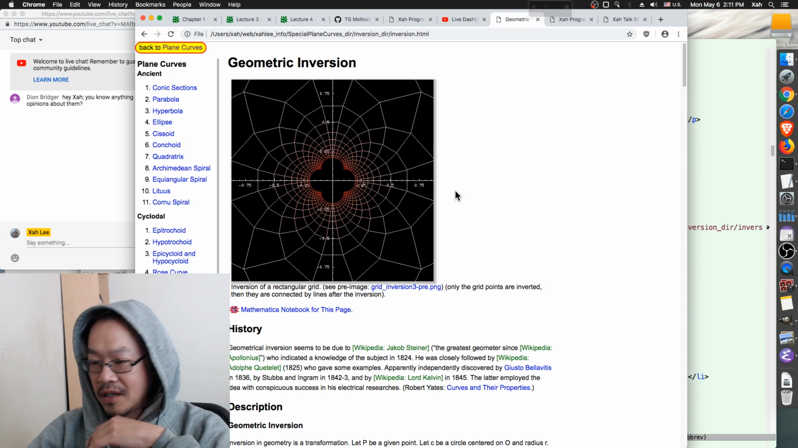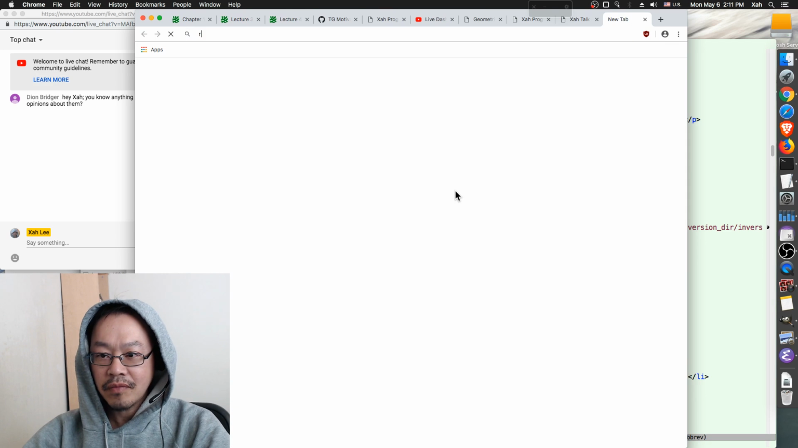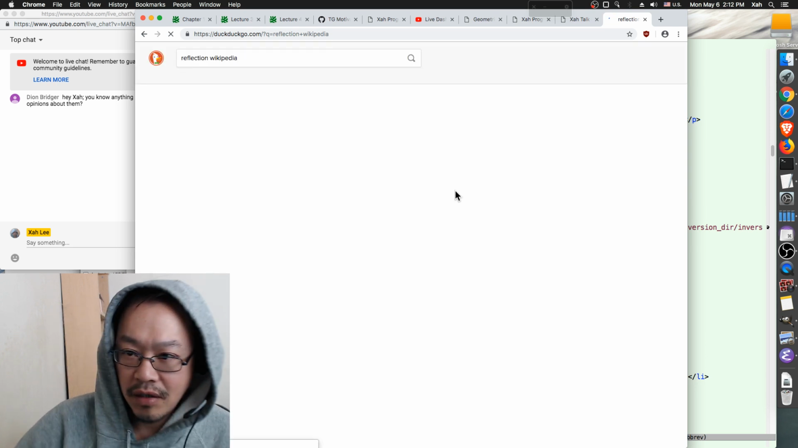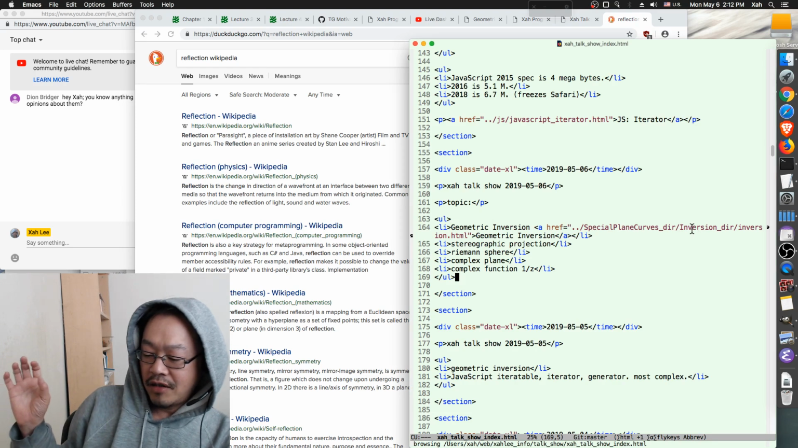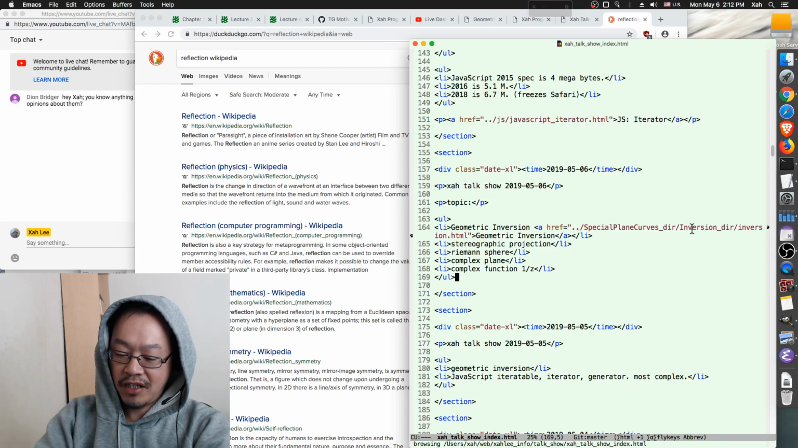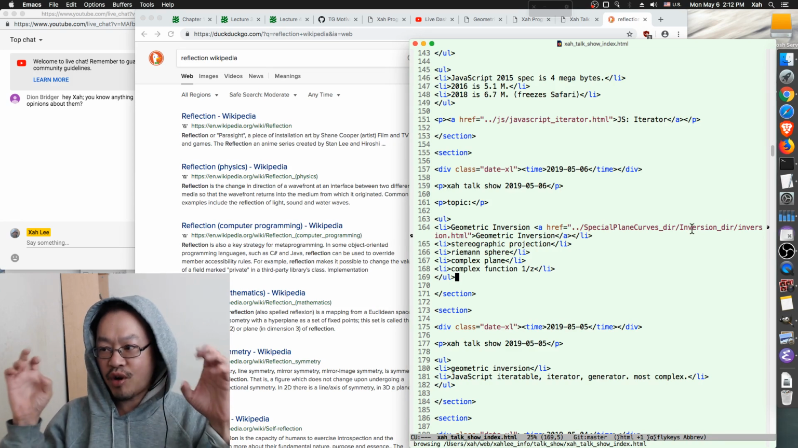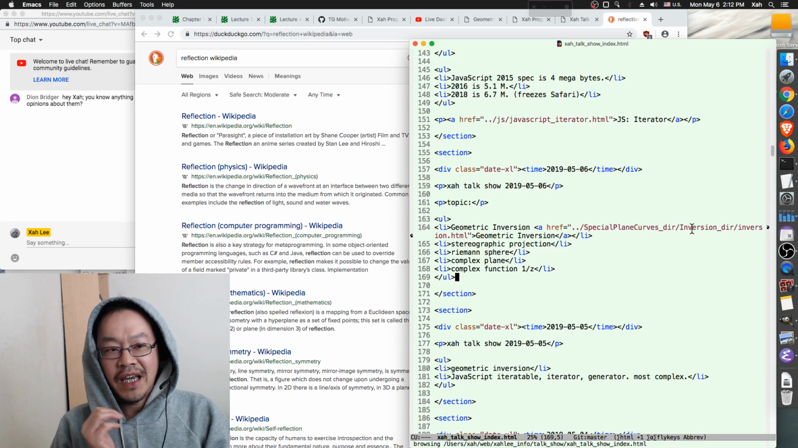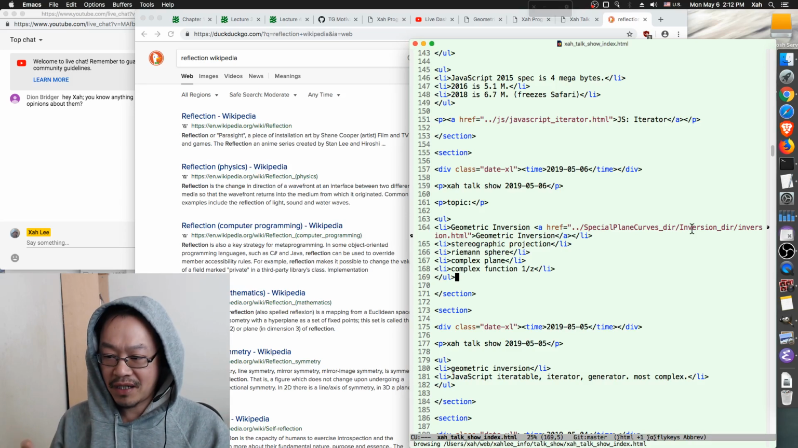For example, reflection. You know what a reflection is? Let's go to Wikipedia. In mathematics, especially in the context of geometry, you have the concept of a so-called transformation. That word is used in math in lots of places, and the meaning may differ slightly, but in general, a transformation means basically a map.